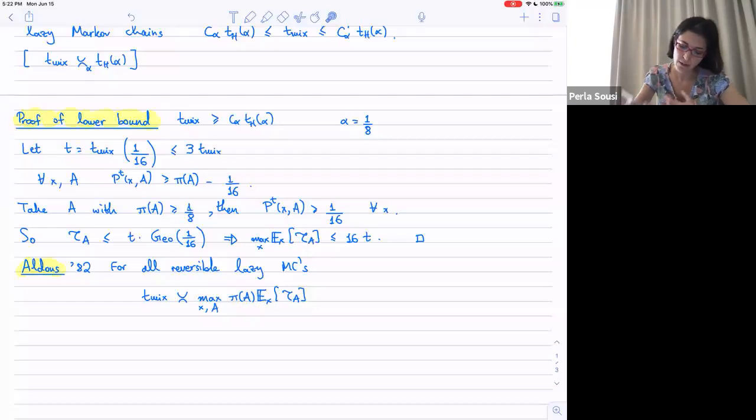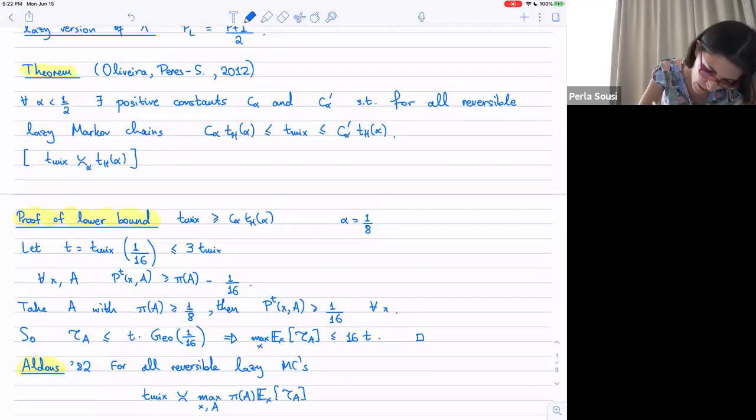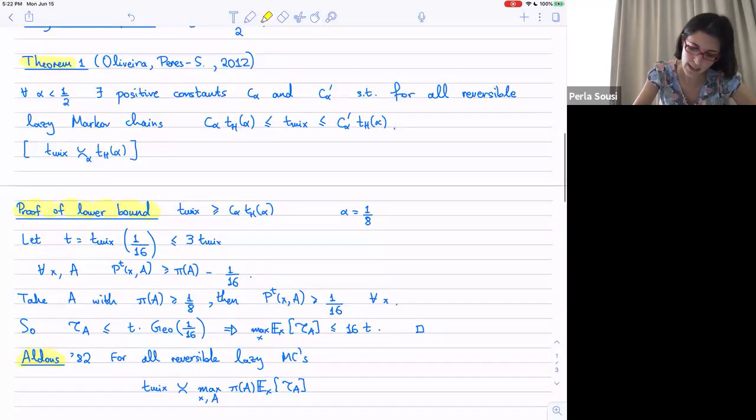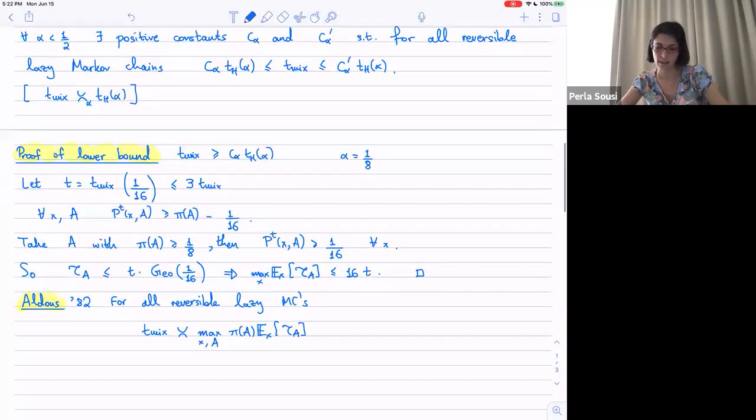If A is small now, then pi of A will be small, but then one would take long to hit it, so the maximum of this expectation over all starting states should be large. So the two balance out, small times big and big times small. And then the question is, where is this maximum actually attained? And so the theorem that I stated above, so let me actually write theorem one so that I refer to it later. So this theorem says that actually it is attained at large sets.